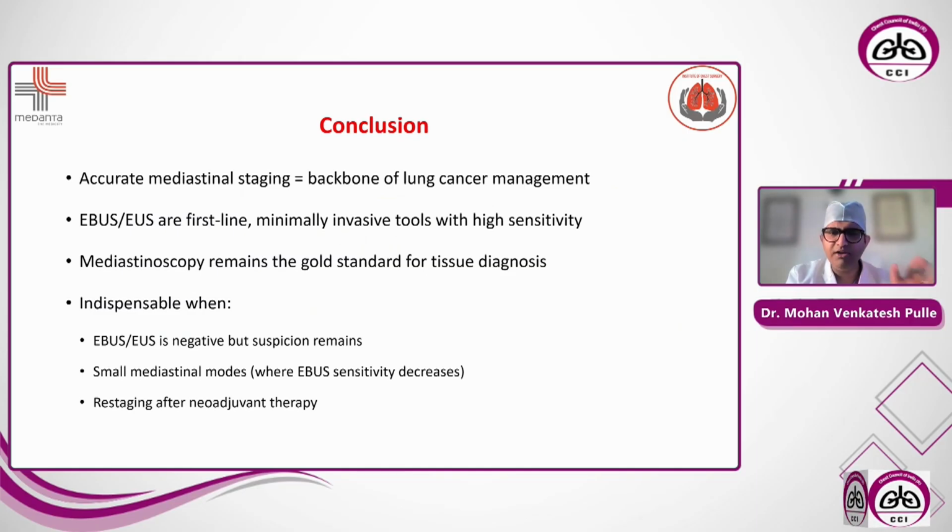To conclude, accurate mediastinal staging is the backbone of lung cancer management. EBUS and EUS are the first line of sampling these lymph nodes, with very good success rates and very good sensitivity. However, mediastinoscopy remains the gold standard for tissue diagnosis, and it is indispensable when EBUS or EUS is negative but the suspicion of mediastinal node positivity remains, when there are small mediastinal lymph nodes where EBUS sensitivity decreases, and in restaging after neoadjuvant therapy, where the sensitivity of EBUS comes down.